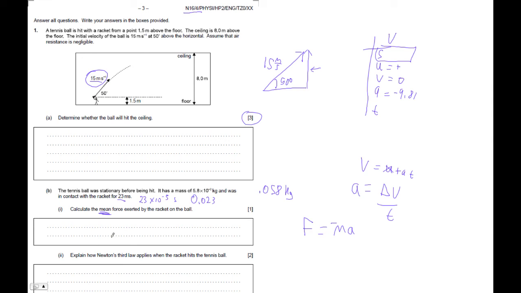And then explain how Newton's third law applies when the racket hits the tennis ball. Remember, the tennis racket is hitting the ball. Here's the ball. The tennis racket exerts a force to the right. Talk about the directions of this. The ball is going to exert a force on the racket. It's an equal and opposite reaction. That's the third law. So obviously there's a force maybe to the right by the tennis racket. Actually, it's up at an angle, but let's not worry about that.